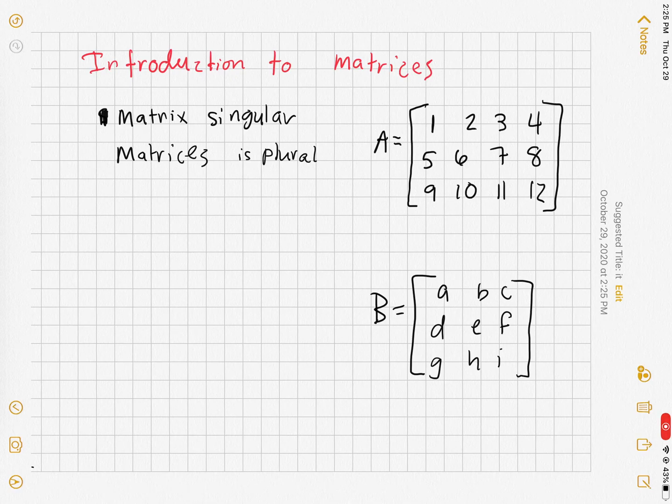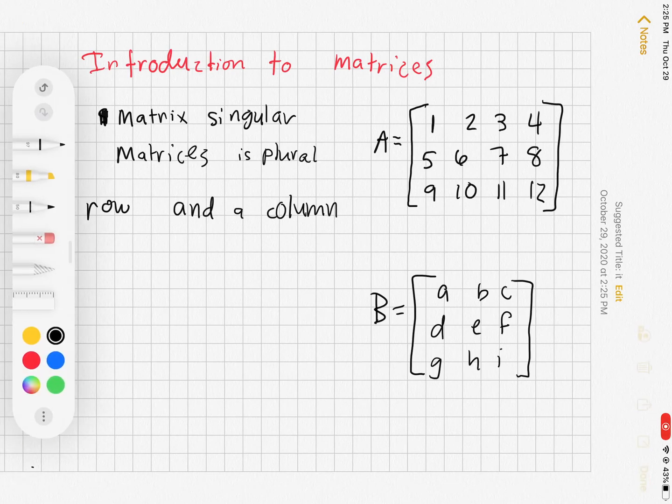Another thing I want you to remember is the difference between a row and a column. A row is horizontal, and a column is vertical. So for example, in matrix A, the first row is 1, 2, 3, 4, but the first column would be 1, 5, 9.